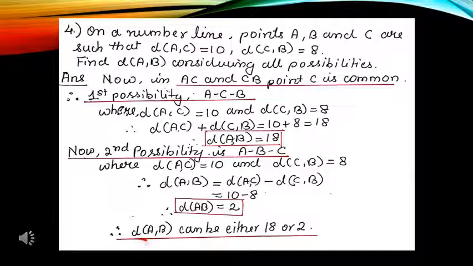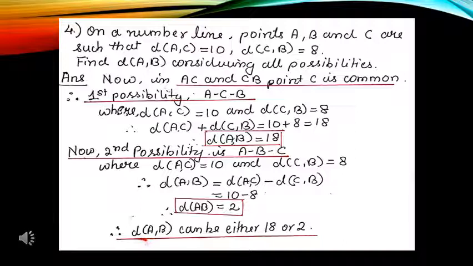Now in the first possibility, first look at AC and CB. Which point is common here? Yes, point C, which means that C is in between A and B. Therefore, the distance between A and B will be the addition of AC and CB. Therefore, we get 10 plus 8, which is 18. So this is the first possible answer.